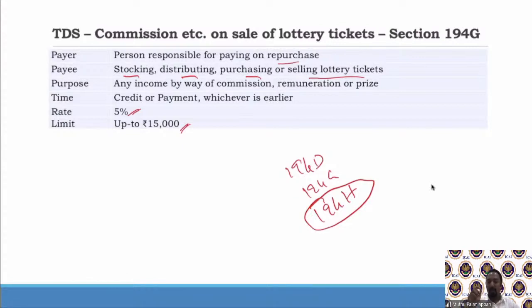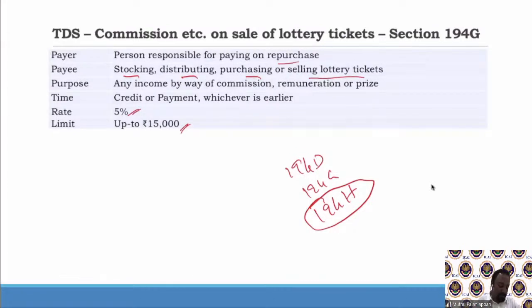So the person involved will be a stockist, he'll be stocking, he'll be distributing, he'll be purchasing, or he'll be selling lottery tickets for which he is receiving commission or remuneration or a prize money, at the tax percentage, and if the amount is actually more than 15,000. So that's all in brief, probably a miscellaneous section we could call the 194EE, the 194F, and 194G. So we'll move on to the real section.